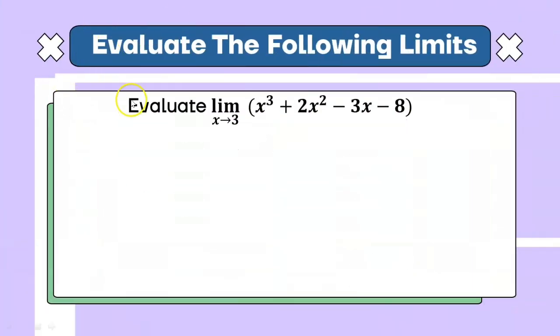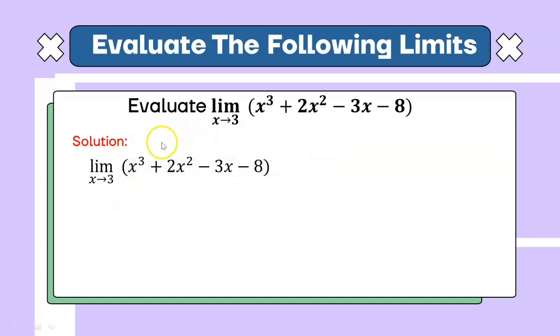Next, let's try another example. Let's say we have to evaluate the limit of x cubed plus 2x squared minus 3x minus 8 as x approaches 3. So what we can do is, we notice that the given function is a polynomial. So that means we can just substitute 3 to the whole function itself.